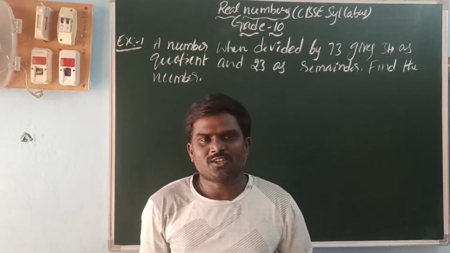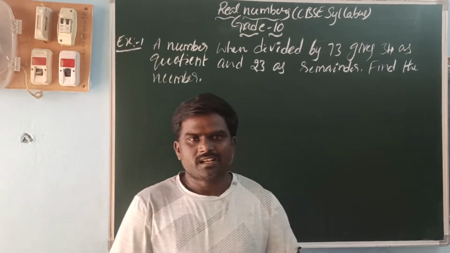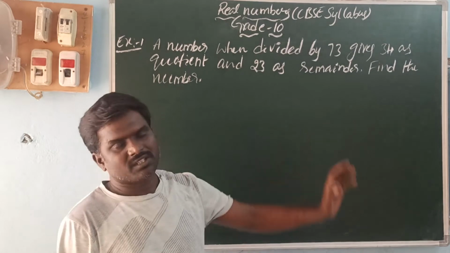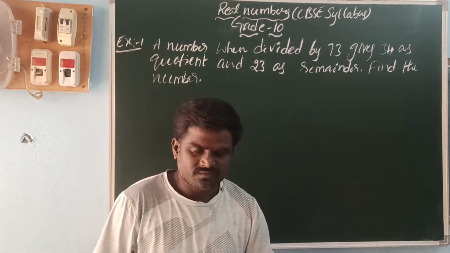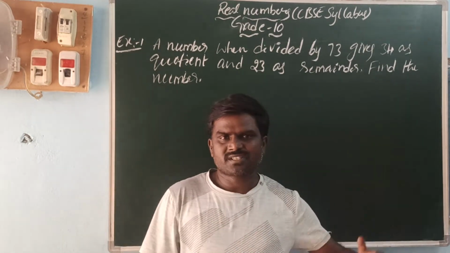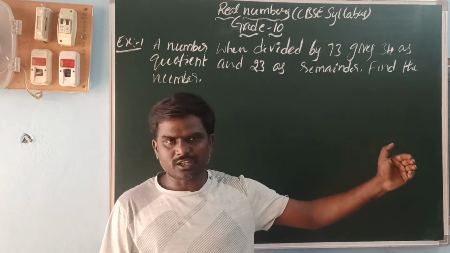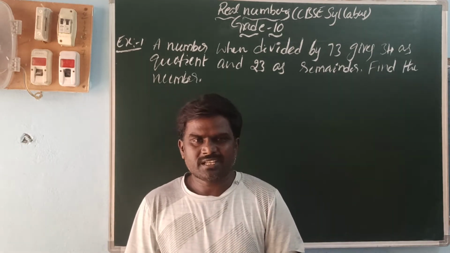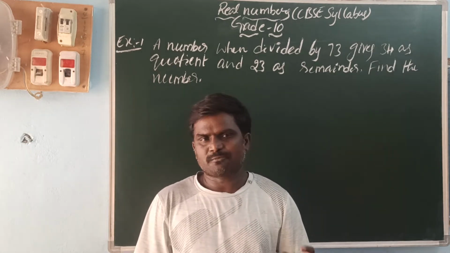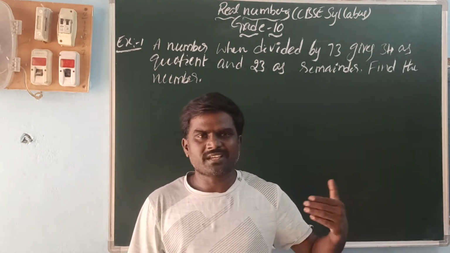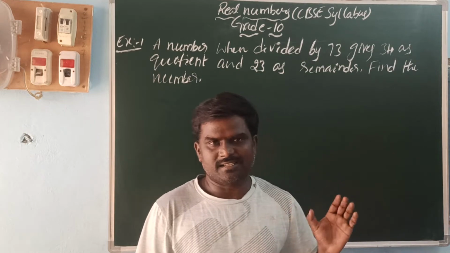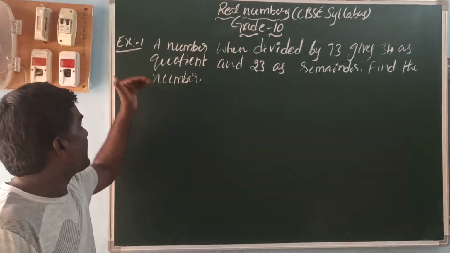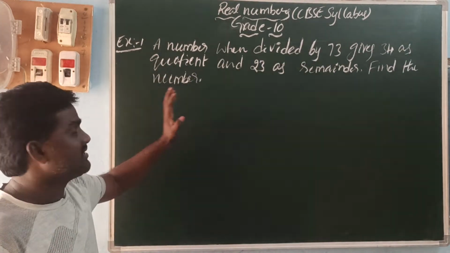Good evening students. Now I am teaching CBSE syllabus grade 10, first chapter, Real Numbers. In the last video I explained the topics of the Real Numbers chapter: Euclid division lemma, fundamental theorem of arithmetic, decimals, and the proof that root 2, root 3, root 5 are irrational numbers. Now I am explaining the examples and exercise in the chapter.